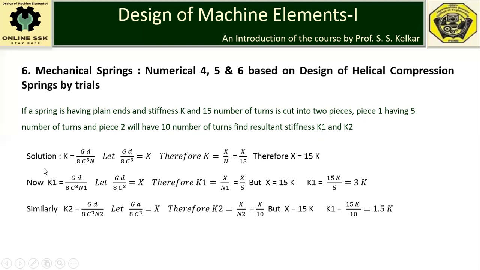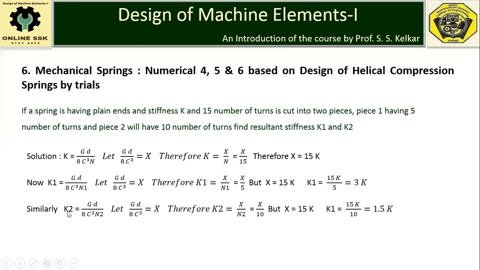Now the spring is cut into two pieces. Piece number 1 has number of turns equal to 5. Let us denote that number of turns as n1. So K1 is equal to G d upon 8 C cube n1. G d upon 8 C cube is x. So K1 is equal to x upon n1, but n1 is equal to 5, so x upon 5. Now, we have found x is equal to 15K. So 15K upon 5, K1 is equal to 3 times K. The piece number 1 will have thrice the stiffness of the original spring.